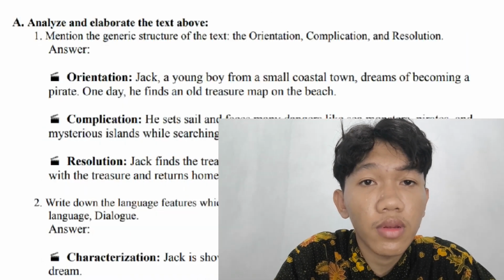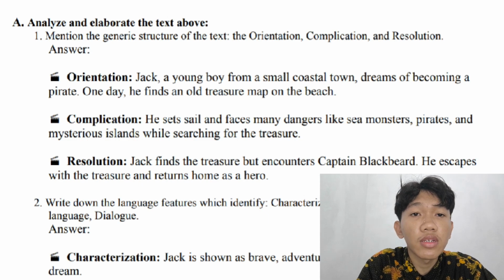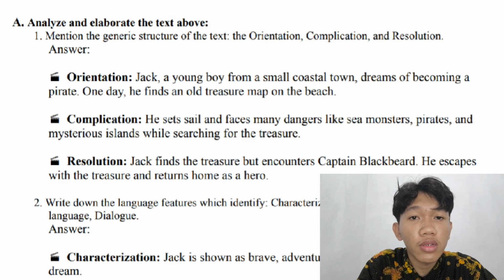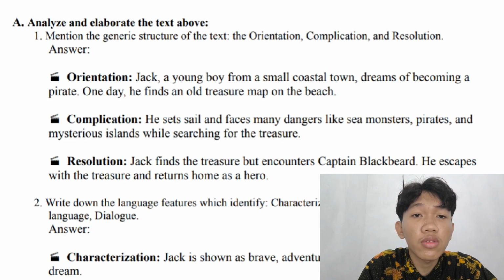After that, we analyze and elaborate the text above. One, mention the generic structure of the text: the orientation, complication, and resolution. My answer: orientation. Jake, a young boy from a small coastal town, dreams of becoming a pirate. One day, he finds an old treasure map on the beach.